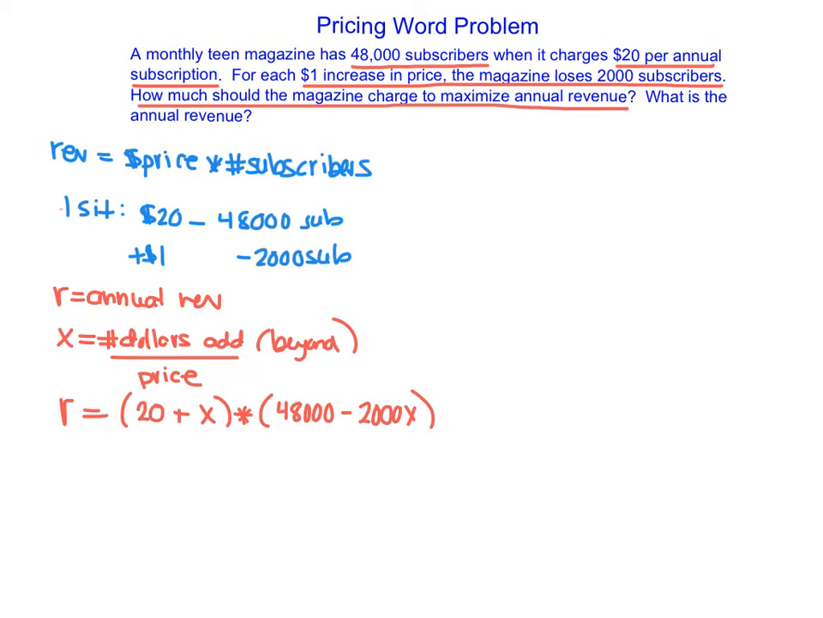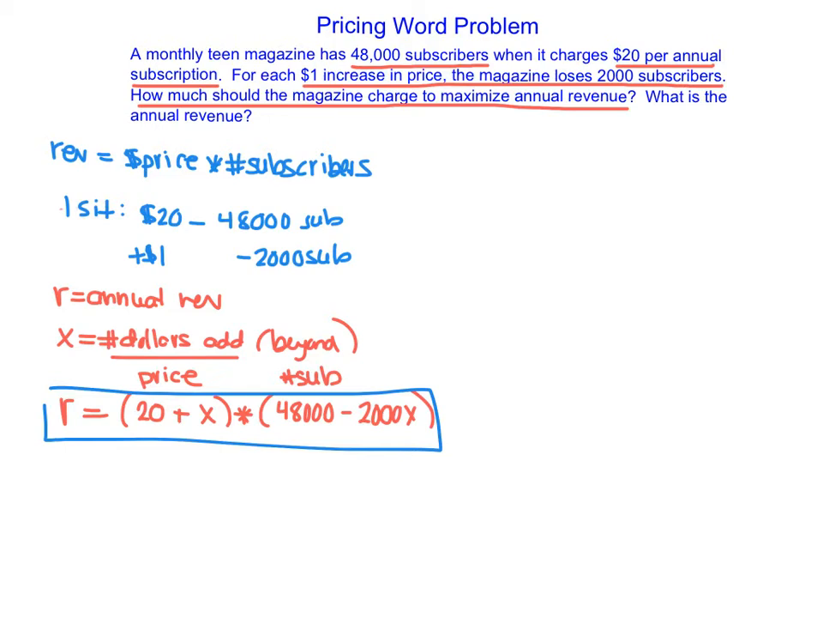Our revenue equals the price times the number of subscribers, which in this case, the price is 20 plus some X value that we're going to add on to it. And our number of subscribers is 48,000 minus 2,000 subscribers per dollar that we add on. So now that I have my equation here, let's use this equation to our advantage to help us analyze this situation so we can find the maximum revenue.